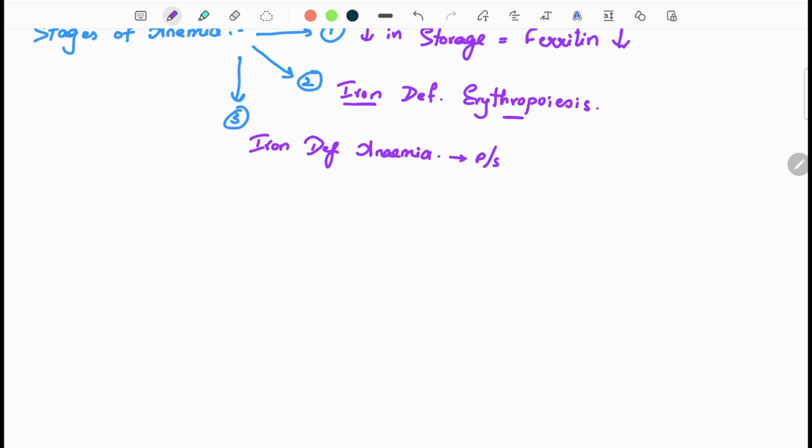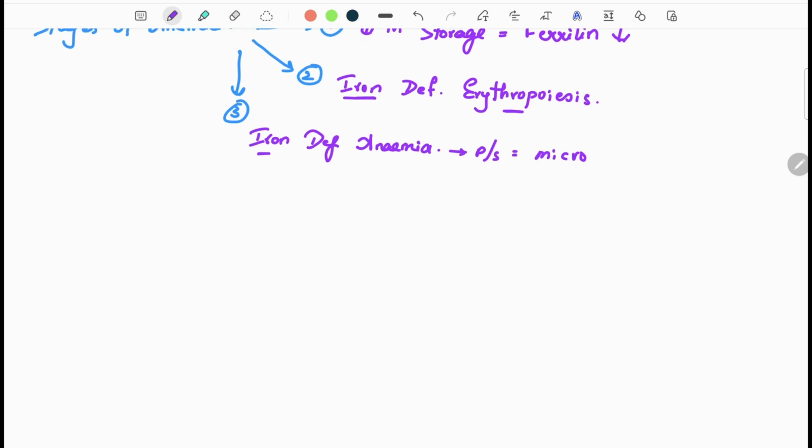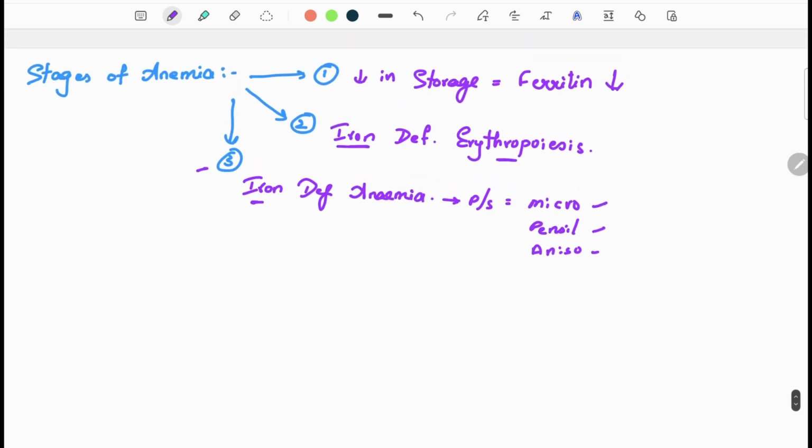And all the peripheral smear identifications can be done in stage 3 of iron deficiency anemia, like microcytic hypochromic RBCs, pencil cells, anisopoikilocytes. So these are the findings that we can observe here in iron deficiency anemia. It comes in stage 3.